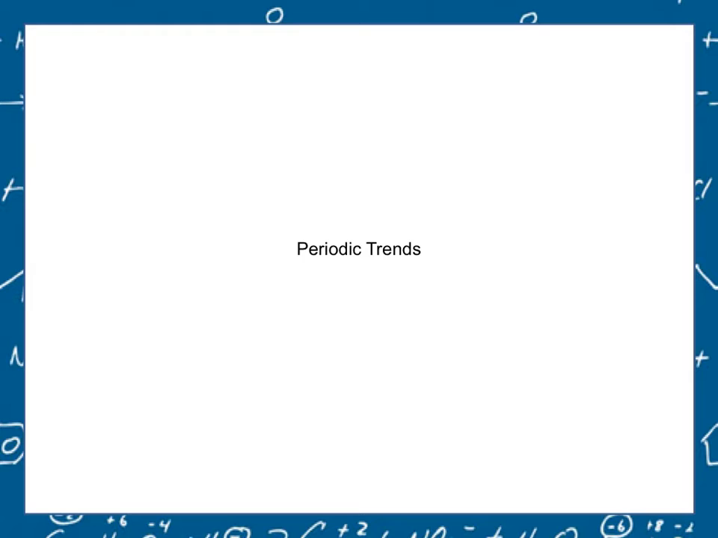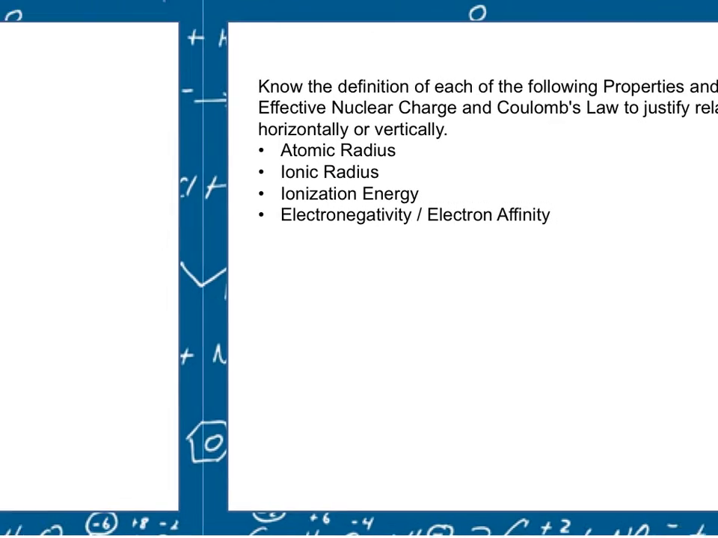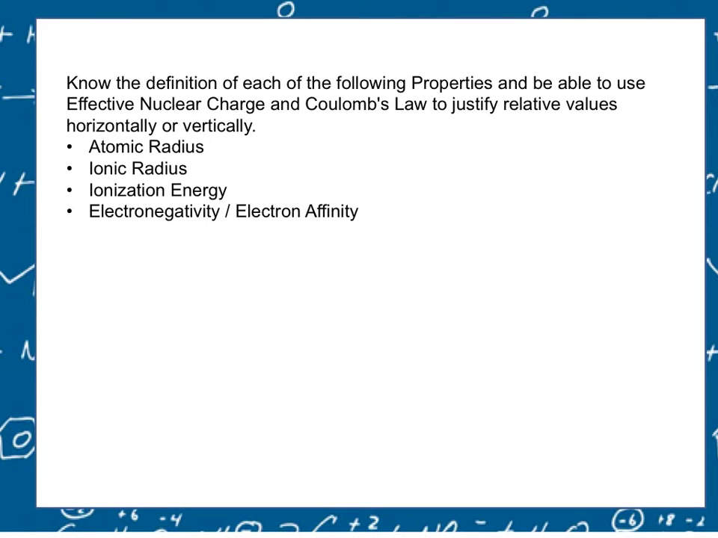This is the last video that I'm going to be posting before spring break, where I talk about periodic trends, and we're going to use the effective nuclear charge as our justification for all of these different properties and how they change on the periodic table. These are the properties that you need to be able to talk about and use effective nuclear charge and Coulomb's law to justify their relative values, either looking horizontally or vertically as they change on the periodic table.